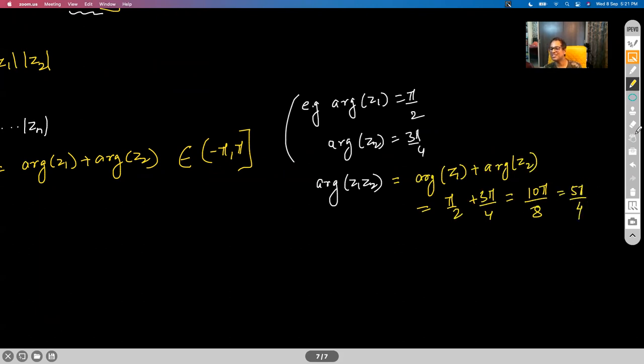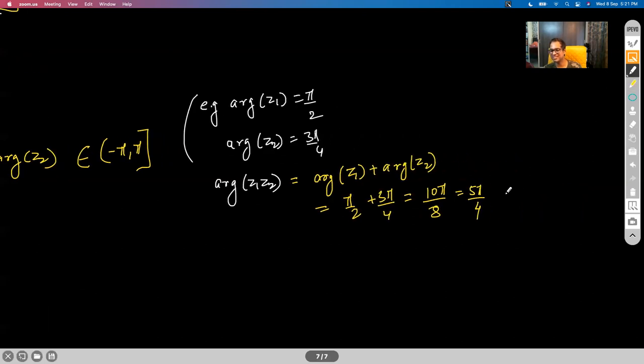But 5 pi by 4 doesn't belong to minus pi to pi, which is supposed to be the range of our principal argument, right? So it doesn't belong to minus pi to pi. Correct. So what do you do for this case? See, simple. 5 pi by 4 is this angle, right? Correct. But when I ask, let's say this is your product Z1, Z2, what is the principal argument, you must state this answer.